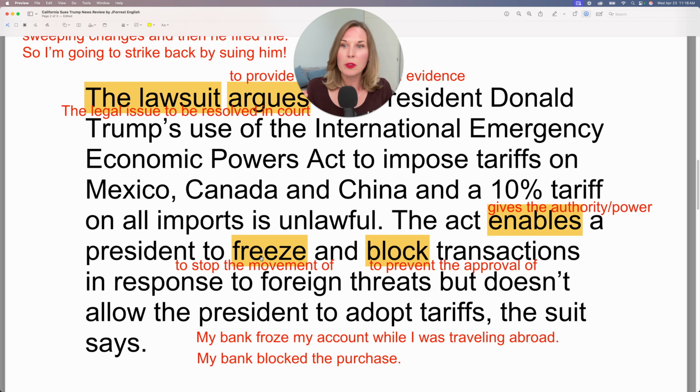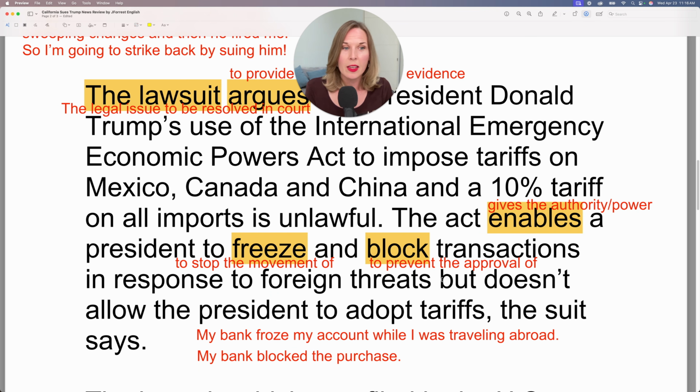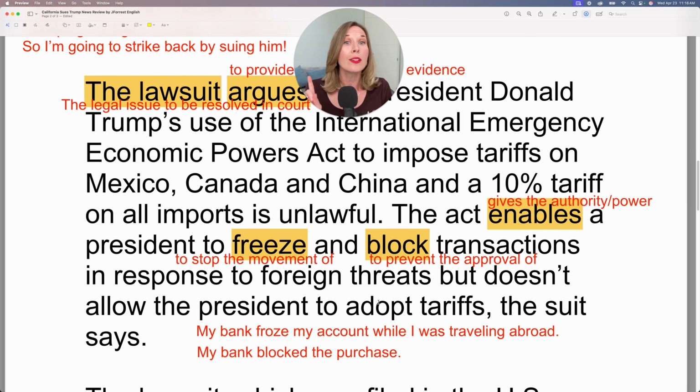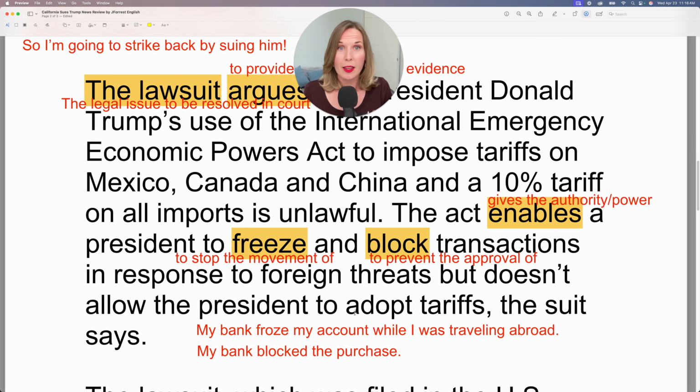The act enables a president to freeze and block transactions in response to foreign threats, but doesn't allow the president to adopt tariffs, the suit says. So notice that they used the suit. This is the short form of the lawsuit. And yes, it's the exact same word for a matching outfit, top and bottoms. That is a suit. But in this case, the suit represents the lawsuit. Notice that pronunciation. I know this confuses a lot of students. Suit, oot, oot. It is not pronounced how the spelling looks. Oot, suit. The suit says.